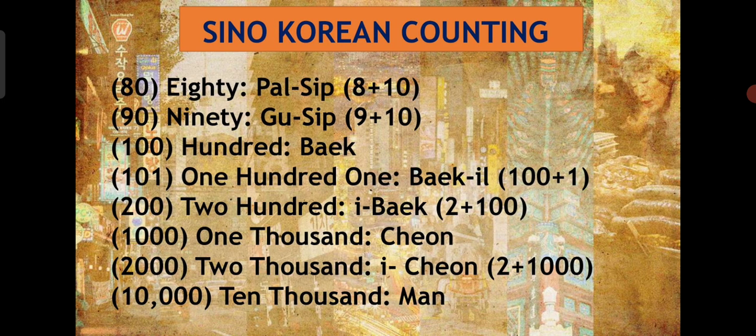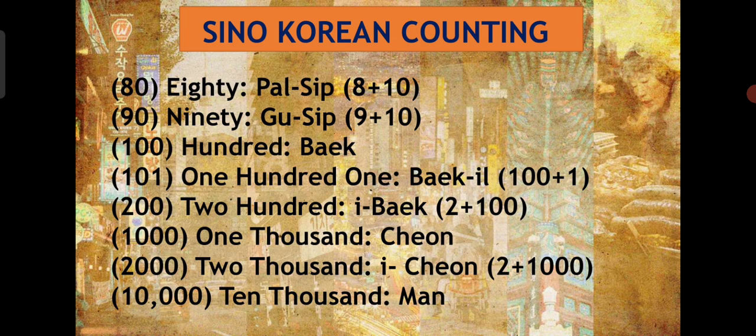Next we will study how to say 80 in the Sino Korean counting system. 80, 90, 100, 1,000 and 10,000. So 80 is pal ship. Pal comes from 8, ship is 10. So 80 is pal ship. Gu ship, 90. Bek, 100, which is also the same as in the native Korean counting system you studied before. Bek il, 101. Bek is 100, il is 1.